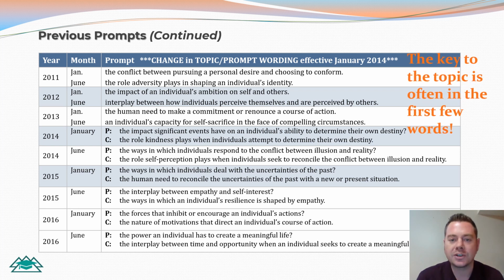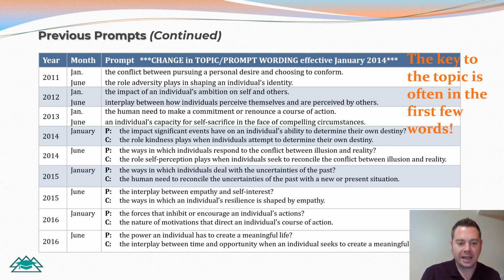I also want to take this opportunity to mention that I find that the key to working with these topics is oftentimes in the first few words of the topic. You can consider it almost like I need to find a variable and I need to work with a particular variable in order to take that straightforward, satisfactory idea and launch it up into the proficient, the 80%, or the excellent, the 100% range.